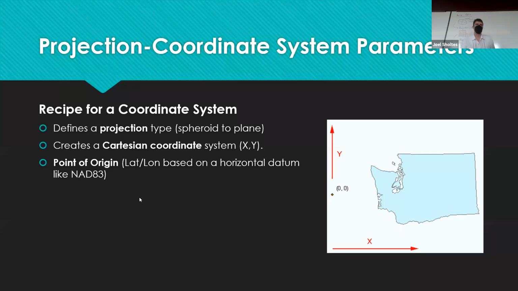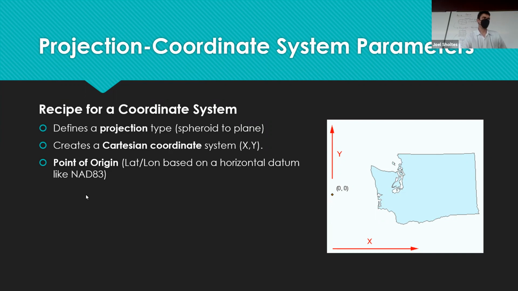Let's talk about a recipe for a coordinate system. First, we need the datum, which I don't have up here. We talked about that. The datum sets the stage of where you are on the planet. It has a lat-long value associated with that.